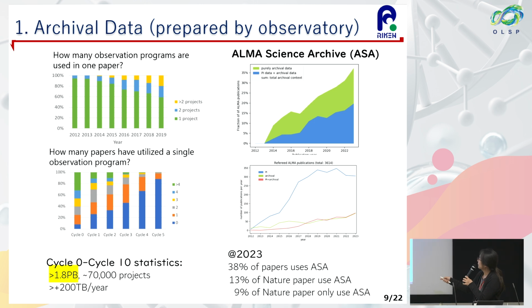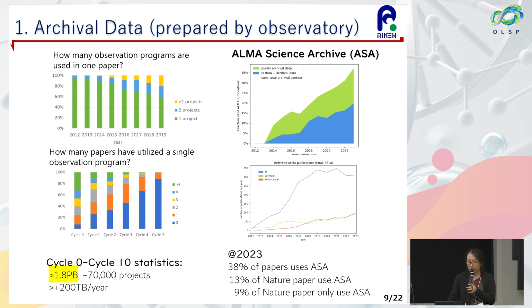And then here is the pure PI publication. And the archival data publication is increasing. So anyway, we are successfully using the archival data. Then after the accumulation, probably someday we might have more publications from archival data.